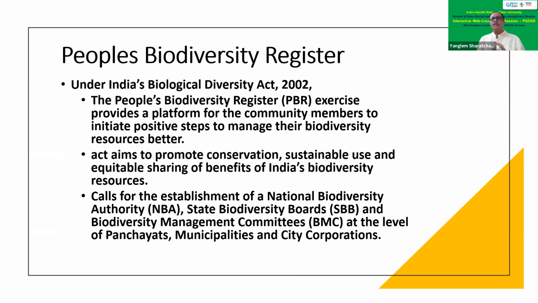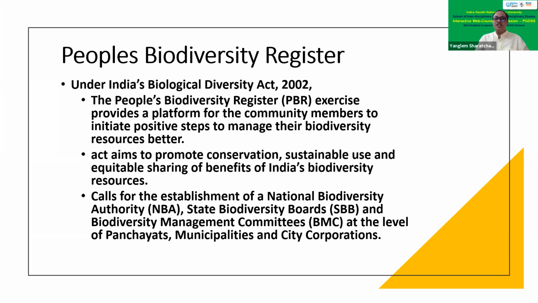When you talk about biodiversity, you know the ecosystem services given by biodiversity, and we have already learned about the attachment with local people. So in India, to look into biodiversity management, we have the People's Biodiversity Register under India's Biological Diversity Act. This People's Biodiversity Register exercise provides a platform for community members to initiate positive steps to manage their biodiversity resources better, because we have to appreciate their role through a legal process, right?